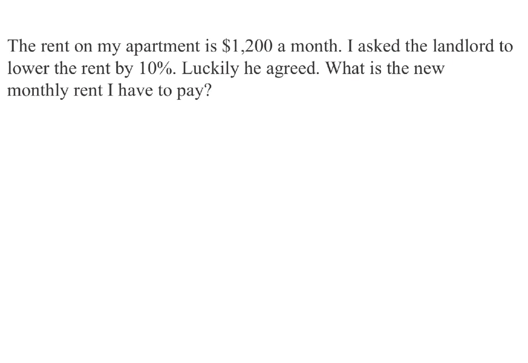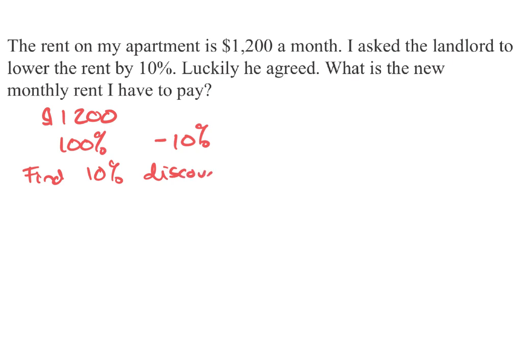You can still use the proportionality grid if you wish, but I want to show a slightly different method for this one. So I know I'm starting with $1,200, and that's the figure I'm starting with, so that's 100%. And I am subtracting 10%. So this time I just want to find 10%, the 10% discount. That's how I'm going to approach this question. You don't have to do it this way. It's just a slightly different way of doing it.